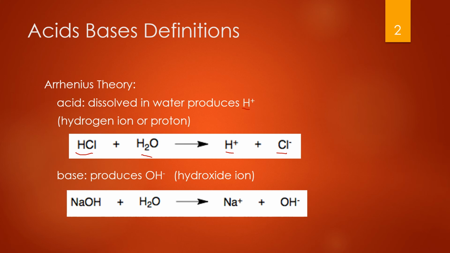For the definition of a base, it produces OH-, which is that hydroxide ion, when dissolved in water. So OH-, if you remember from your polyatomic tables, is called a hydroxide. So here we have sodium hydroxide being dissolved in water, and since it's an ionic compound, it dissociates into Na+ and OH-. So the formation of this hydroxide ion, this OH-, is what defines sodium hydroxide as a base.